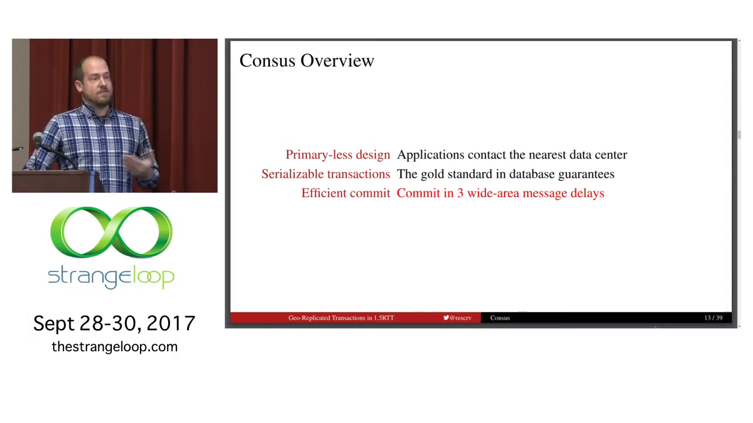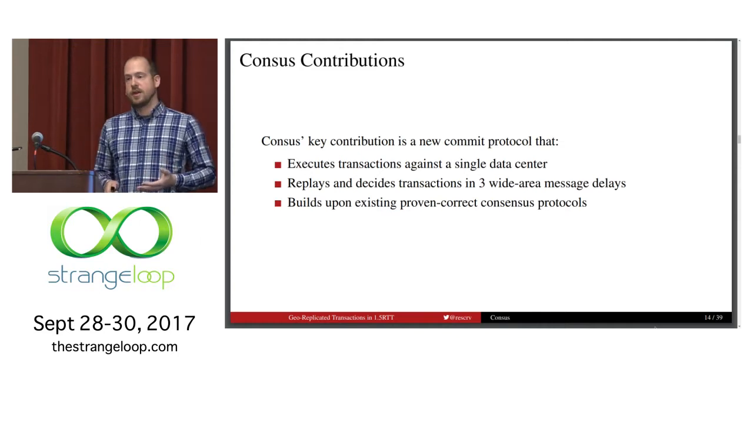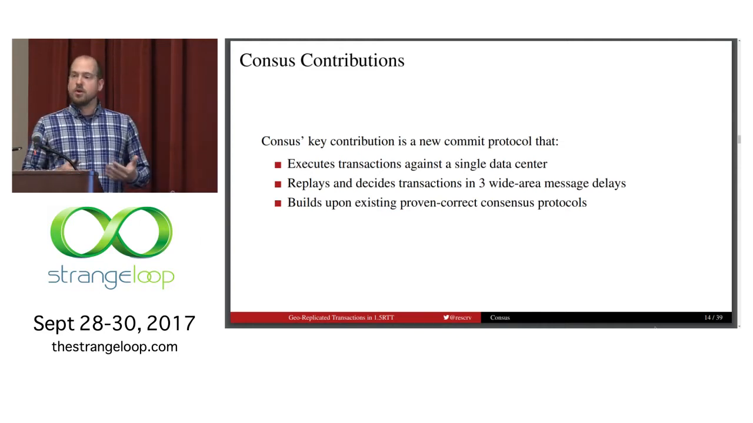2-phase commit would obviously be 4 message delays if you can optimize it. So anything more than 4 message delays is just a waste of time. So let's go for right in the middle, 3, and we'll get there. So the contribution of this idea was a new commit protocol.